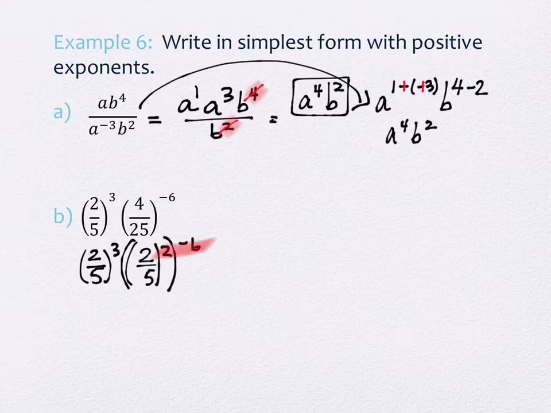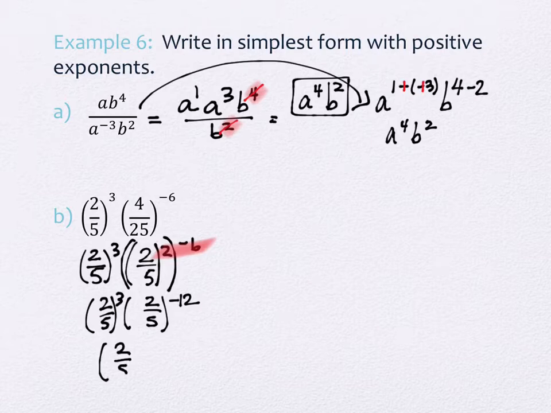How can I combine those using my properties of exponents? What operation will I use? Right, we'll multiply. So 2 times negative 6 would be negative 12. So now I have a single base to a single power, same single base to a different power. How can I combine these expressions together?